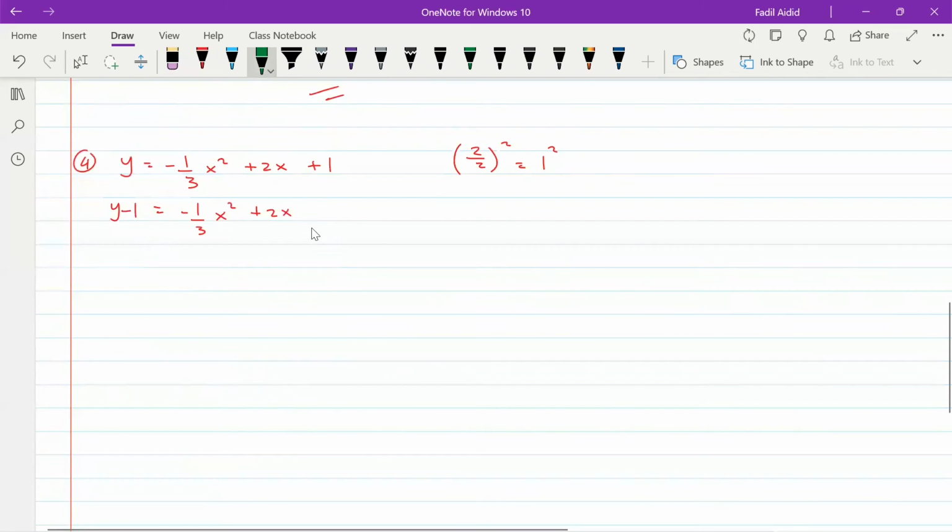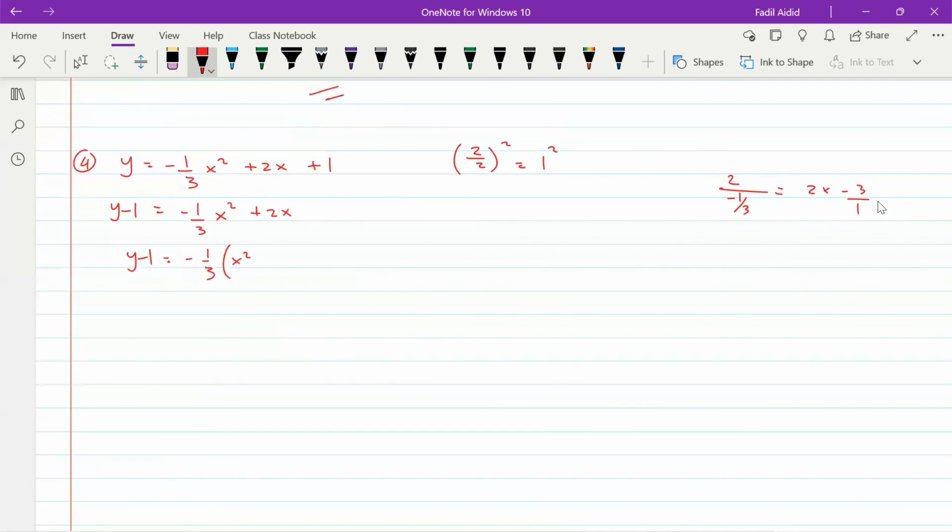So here we add 1. Oops, sorry, I forgot. We need to take out the minus 1 over 3 first. So it's going to be y minus 1 equals minus 1 over 3 x squared. And then 2 divided by minus 1 over 3 is the same thing as 2 times the reciprocal of this, minus 3 over 1. So it's going to be minus 6. So minus 6x. Put some space, close bracket.